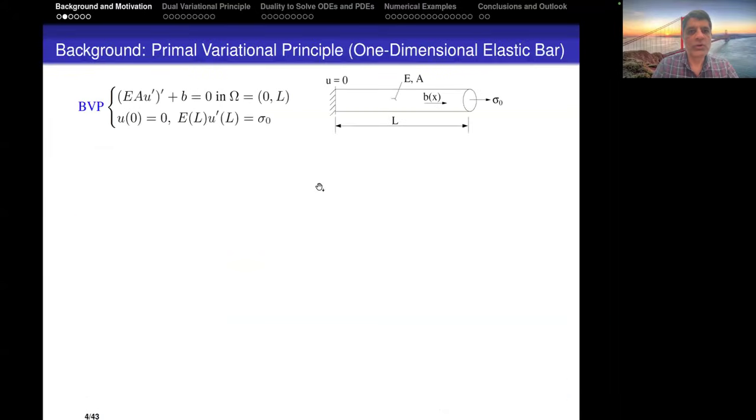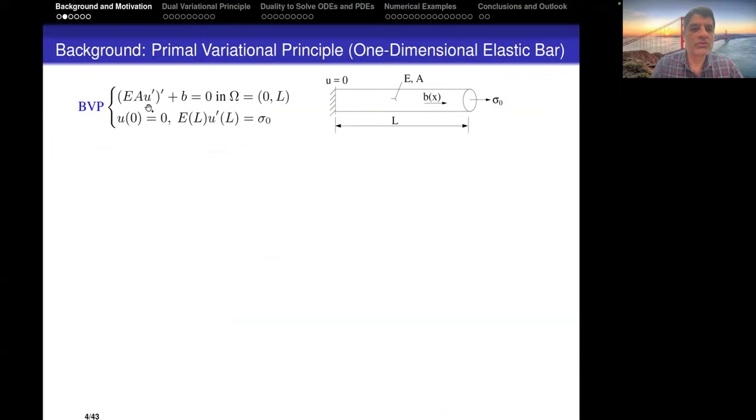And I want to first go over what primal variational principles or variational problems are. And I always like to start with one dimension because it's simple to understand and also familiar to most of you. So I take a one-dimensional elastic bar shown here, which is fixed at the left end. It has a modulus of E, the cross-sectional area is A, and the body force is B. So it has units of force per unit length. And the traction on the right end is sigma naught.